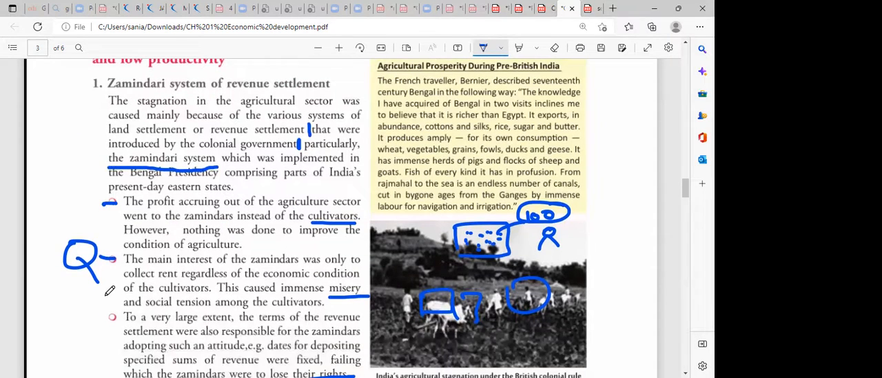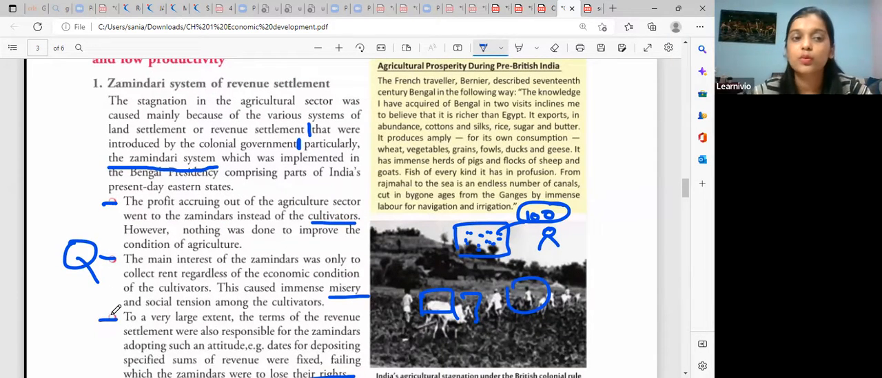So what you're going to write: the stagnation in the agriculture sector was caused mainly because of various systems of land settlement and revenue settlement. See, the zamindari system is a part of land settlement and revenue settlement. Land settlement is how they are going to handle the land. Revenue is how they are going to collect the tax. So the zamindari system is a part of land settlement and revenue settlement that were introduced by colonial government, or you can say particularly the zamindari system.